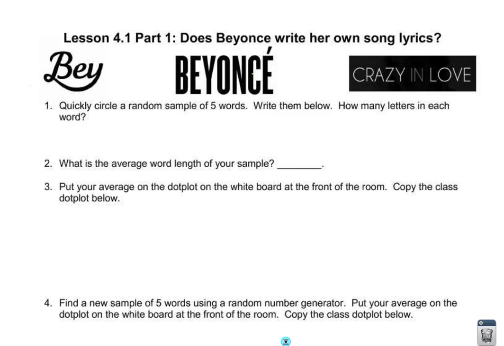Okay, so what you're going to do first is you're going to quickly circle a random sample of 5 words and write those words below.